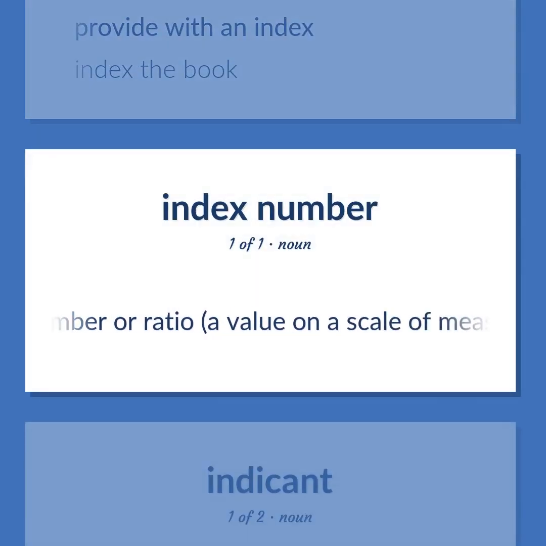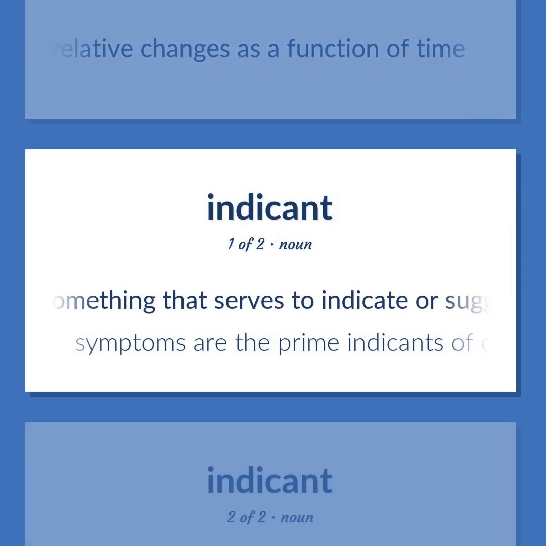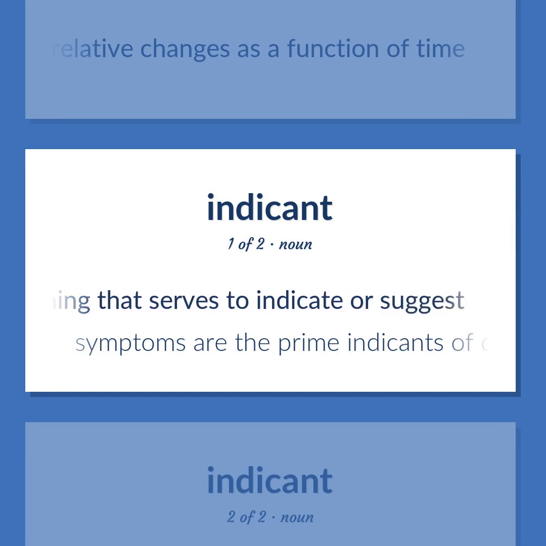A number or ratio, a value on a scale of measurement, derived from a series of observed facts, can reveal relative changes as a function of time. Something that serves to indicate or suggest. Symptoms are the prime indicants of disease.